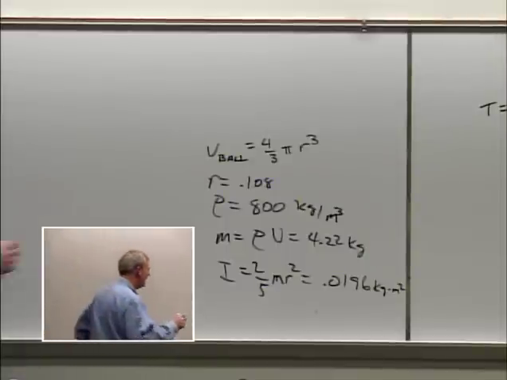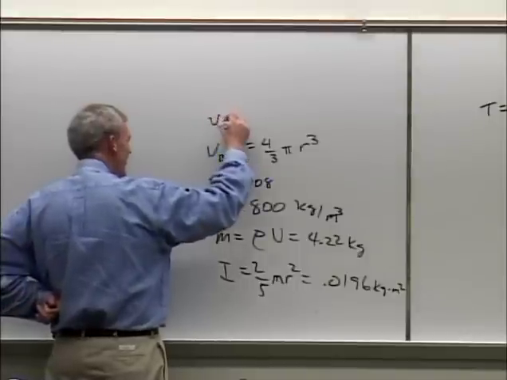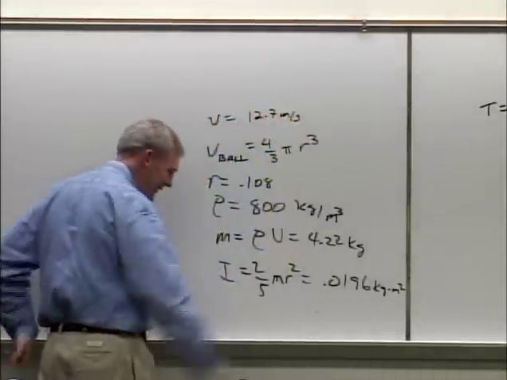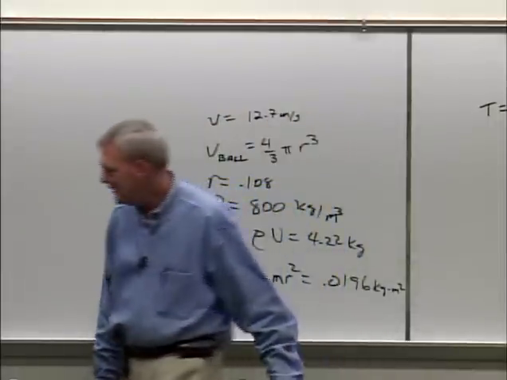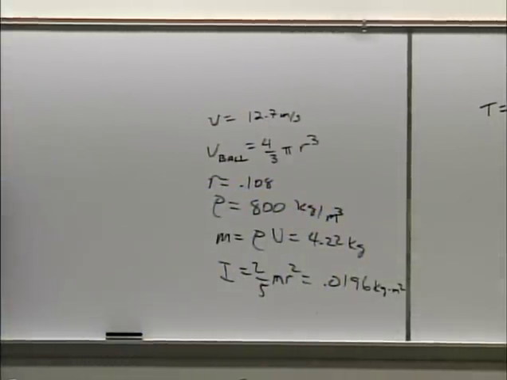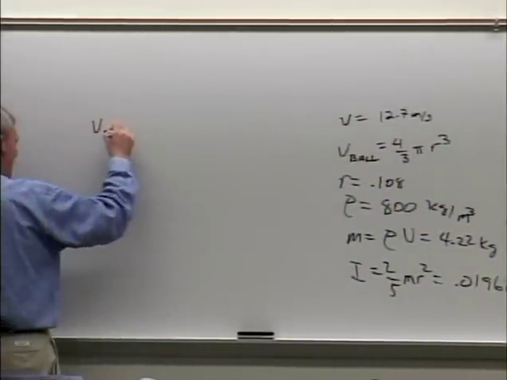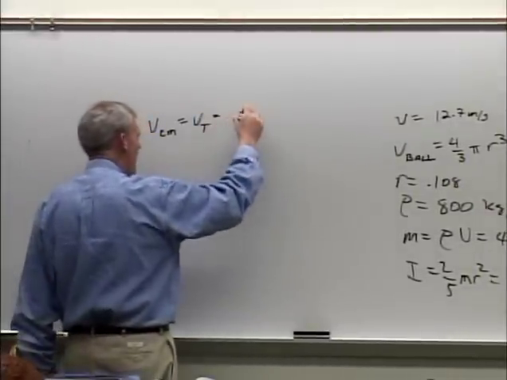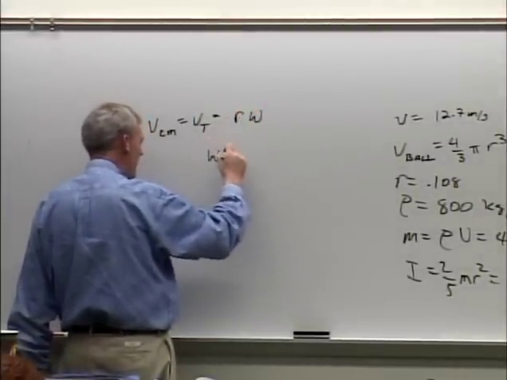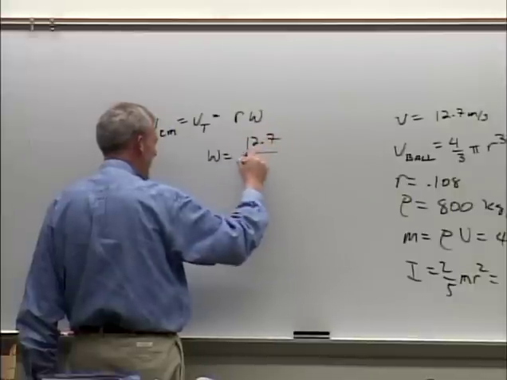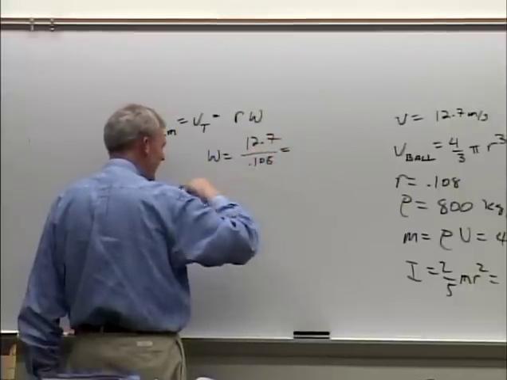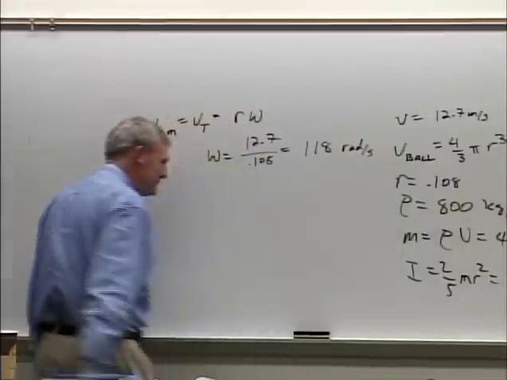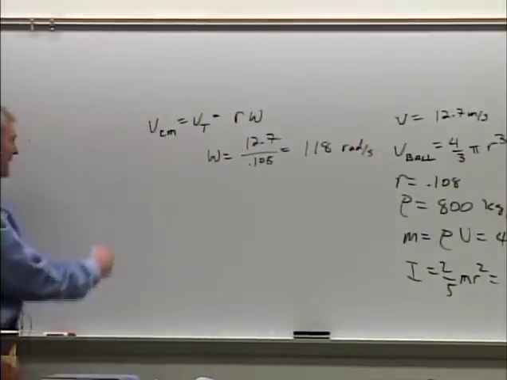Oh, except for one last thing. V equals 12.7 meters per second. Now that's the rolling, that's the center of mass. So V center of mass equals V t, which equals R omega. So omega was equal to 12.7 divided by 0.108. And that came out to be about 118 radians per second, right around there. All right, so that was A.